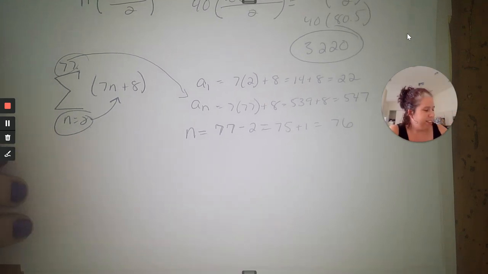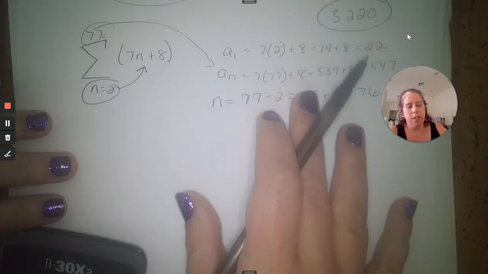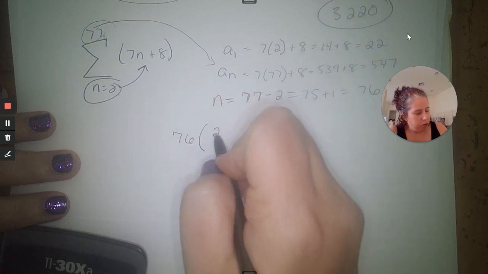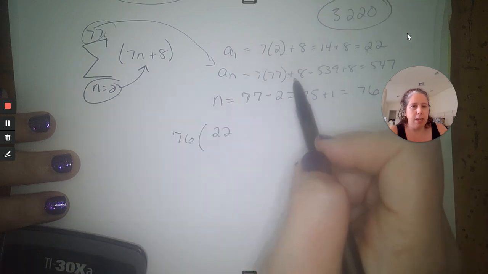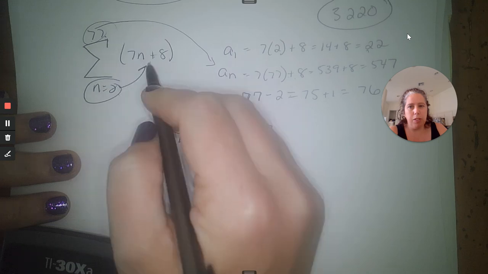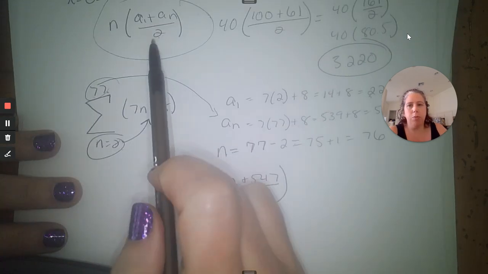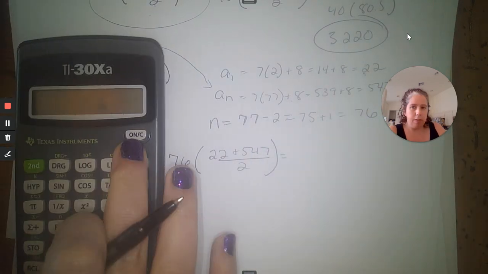All right, so now we're going to plug it in. So again, we're going to use this formula right here, the summation formula. So N is 76 times A1, which is 22 right there. We got that from plugging the bottom number in, right? Plus AN, which is 547. That's the top number plugged into it. And then divided by 2. Remember, because it's always divided by 2. What you're really doing is finding an average, for those of you who care.